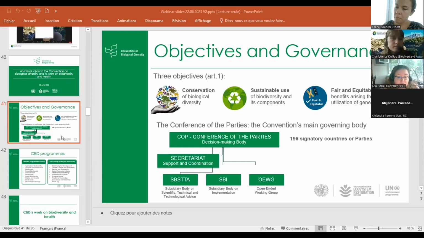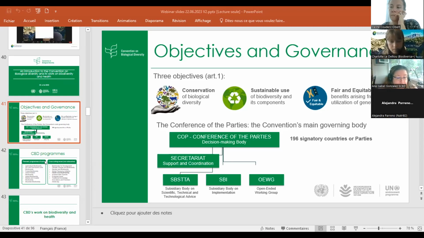So currently, the COP has established two permanent bodies. One is the SBSTTA, the Subsidiary Body on Scientific, Technical and Technological Advice, whose functions include providing assessments on the status of biological diversity, providing assessments on the type of measures taken in accordance with the provisions of the convention, and responding to questions that the COP may put to the body. It usually meets once a year.